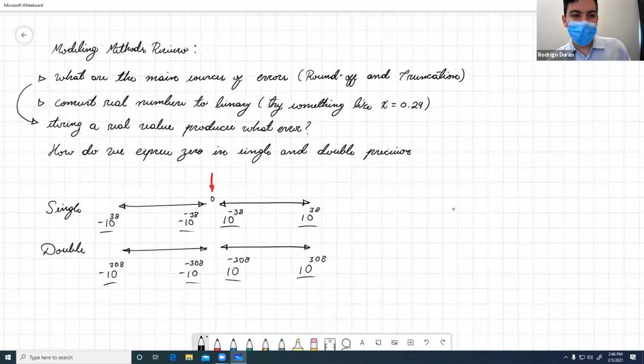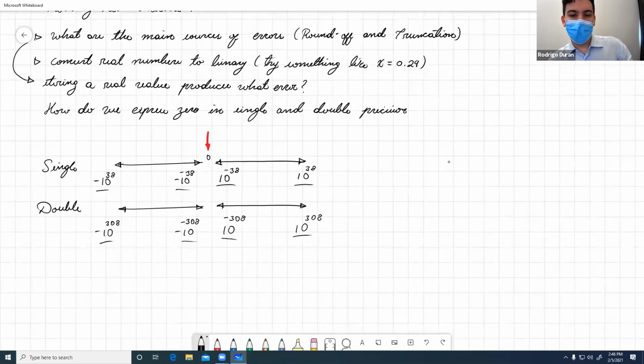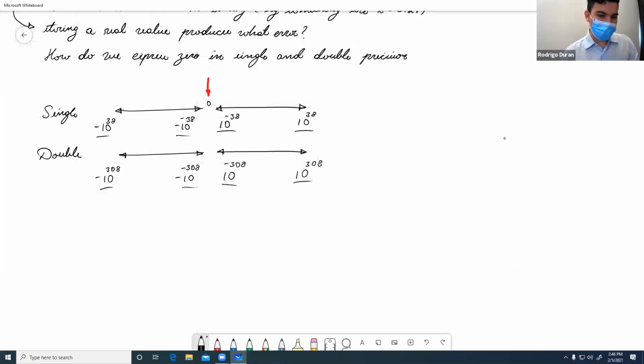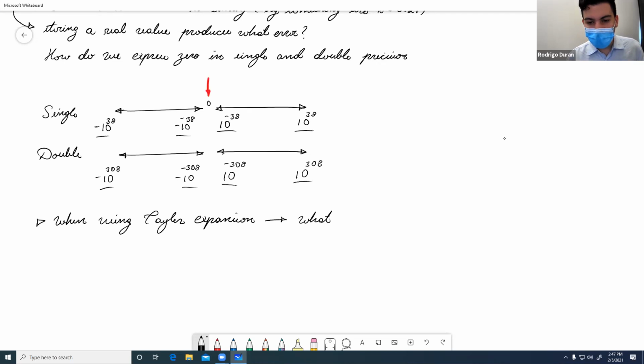Also, what I mentioned before, the errors, very important. When using Taylor expansion, and I'm going back at this point, I'm just going to use an arrow. I'm going to say what error. So what error do we introduce if we do a Taylor expansion to do the finite difference approximation? Truncation, exactly.